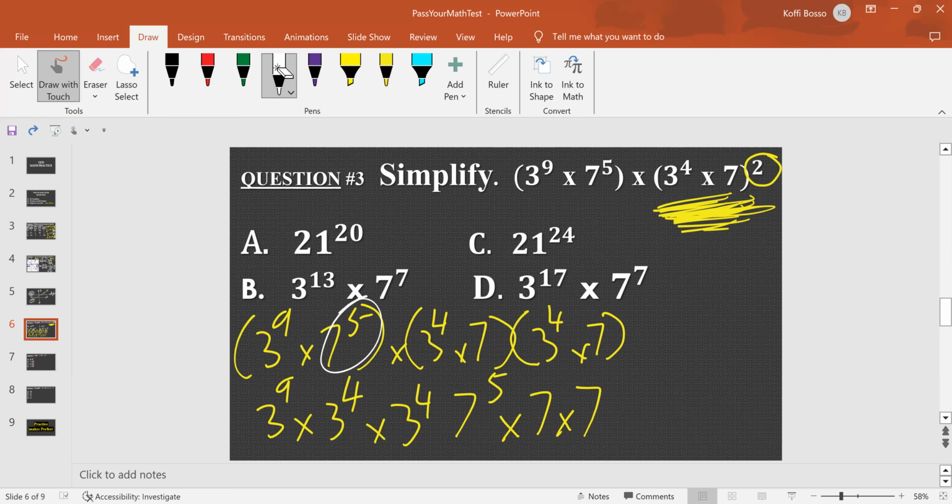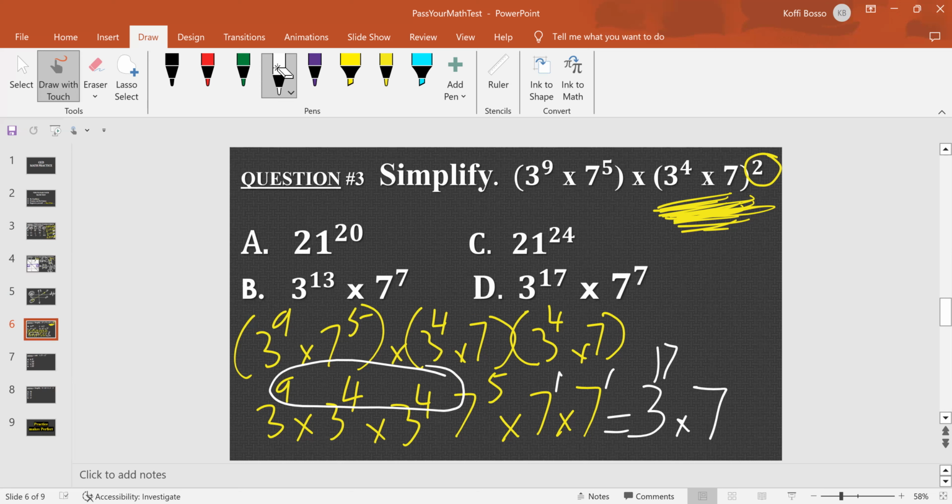But understand that 7 alone has power, which is 1. Any number or variable alone has power 1. So what we need to do here is take a 3 and add all these powers, which is going to be 17, multiplied by a 7, where we add all these powers, which is going to be 7. Therefore, the correct choice here is D.